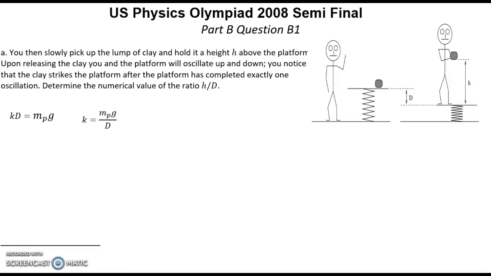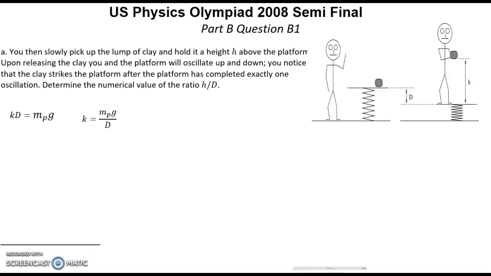Second thing, because we already know this equation, we can find omega for this oscillation. That will be the square root of k over m_p. And now we can find the full period for this oscillation. This is the expression for the full period.